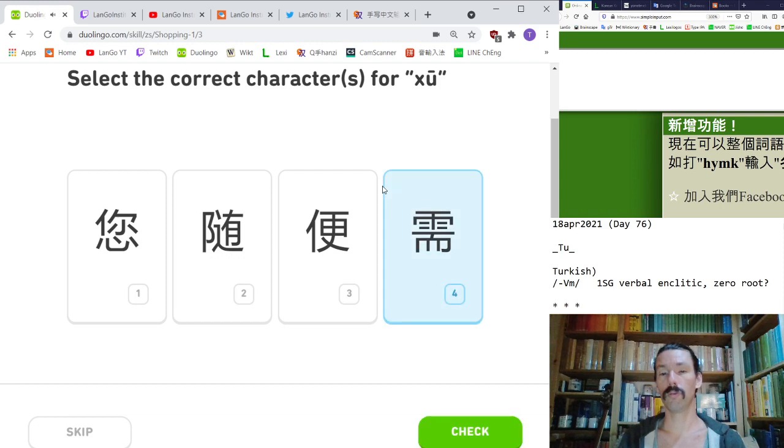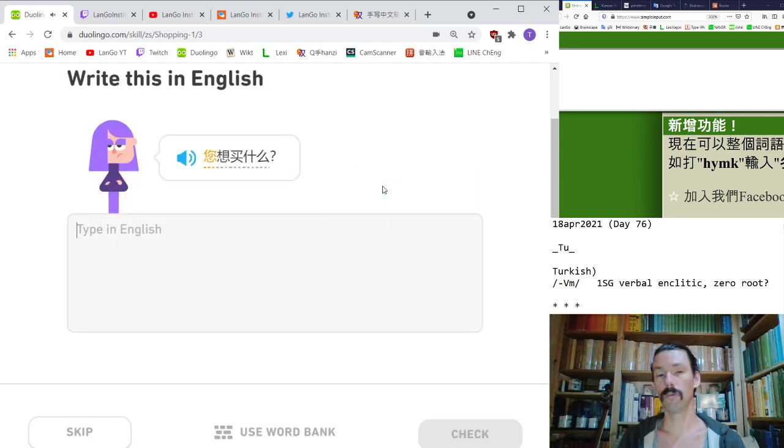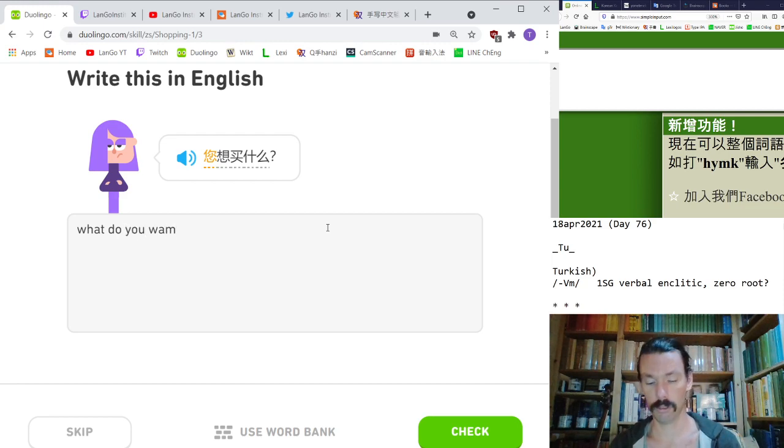您想买什么？你想买什么, to change thirds there. 你想, sounding rising. What do you want to buy? You want to buy what? We put the question word first in English. What do you want to buy?